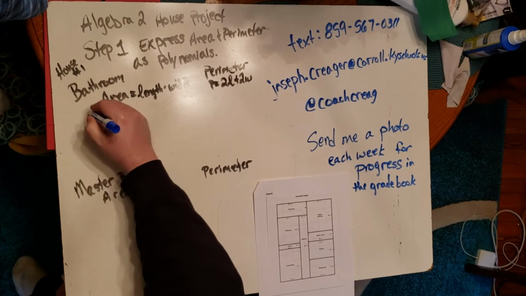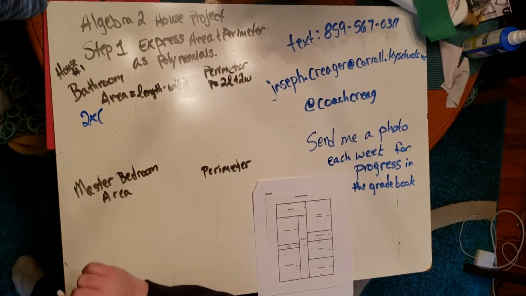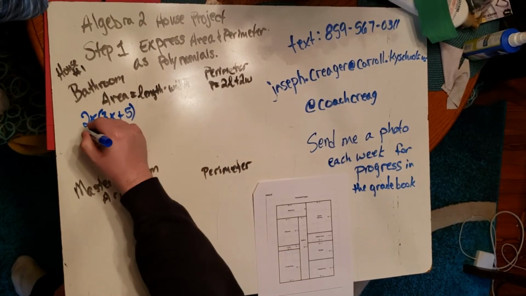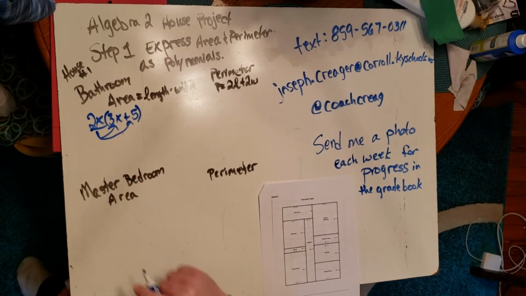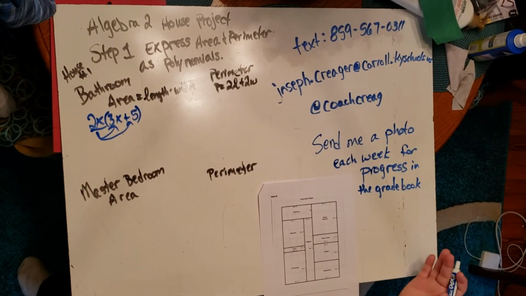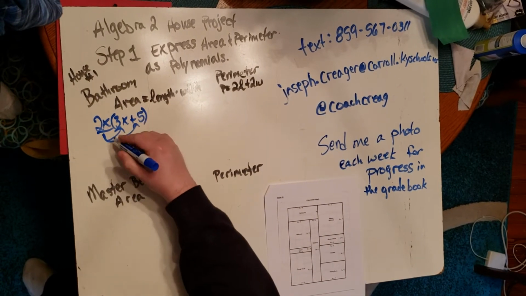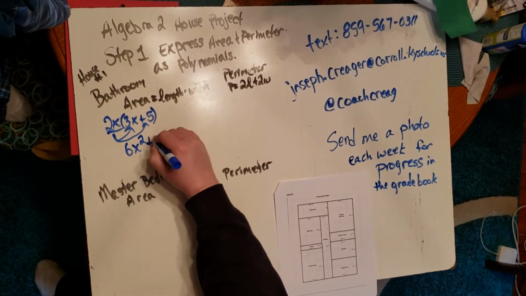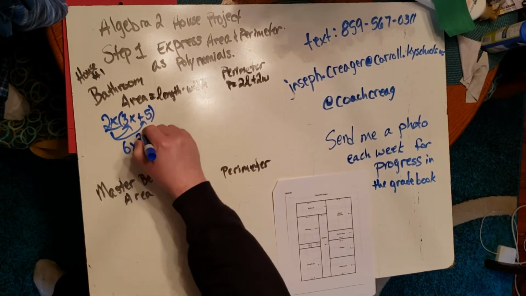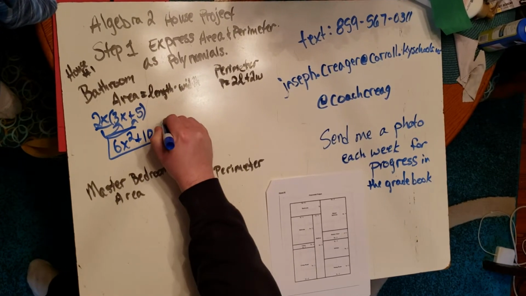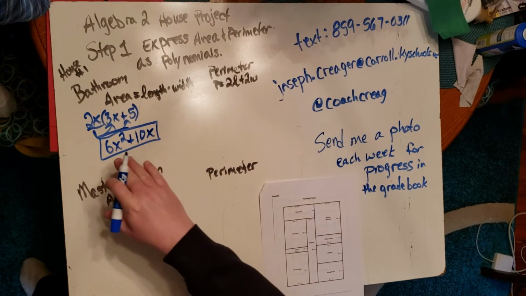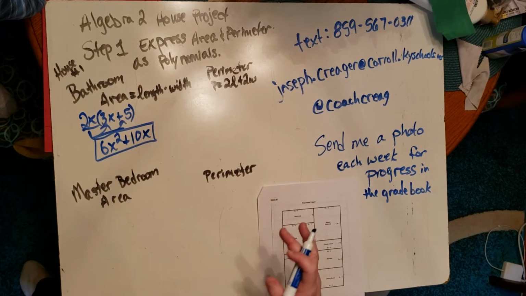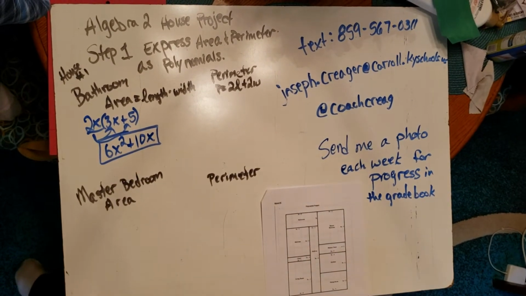So for my area, my length is going to be 2x, my width is going to be 3x plus 5, and I'm going to distribute. I'm going to take this 2x that's outside of my parentheses and multiply by each thing inside my parentheses. 2x times 3x gives me 6x squared, and 2x times 5 gives me 10x. There are no like terms here, so we just end up with this new binomial, 6x squared plus 10x. Area is always going to have an x squared value, because we're multiplying two x's together.